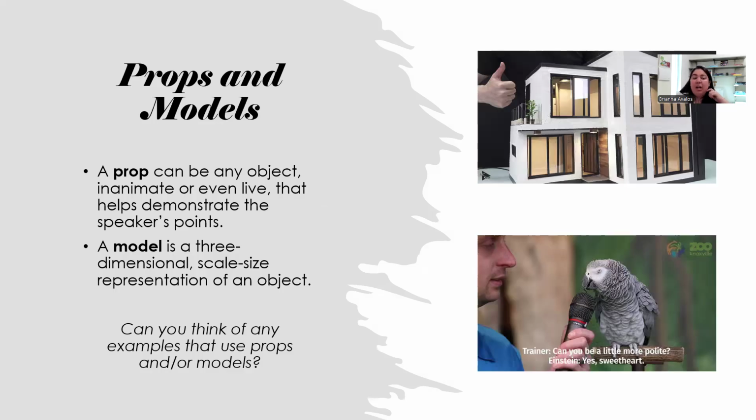Now, the first ones we're going to get into are props and models. And a prop can be an object, inanimate, or even alive. So I think about, like, at the zoo when people are showing off animals, that it's going to help demonstrate your speaker's point of view or perspective. We need to kind of look at something.